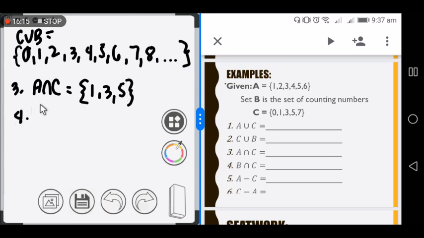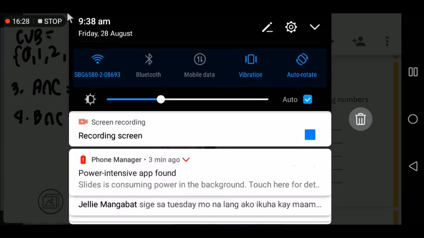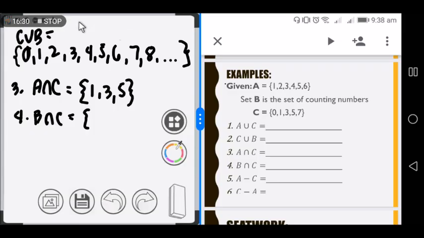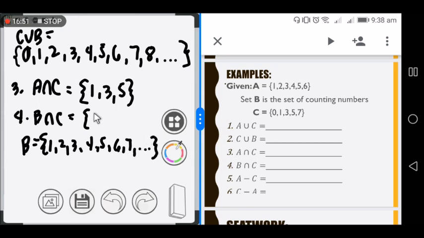Next, number 4. B intersection C. So, ano lang ang parehas sa B at sa C? Diba ang B, kung natatandaan ninyo, ay, lalagay ko dito sa taas. Counting numbers, we start with 1, 2, 3, 4, 5, 6, 7, dot, dot, dot. O, yan. So, anong parehas sa B at sa C?